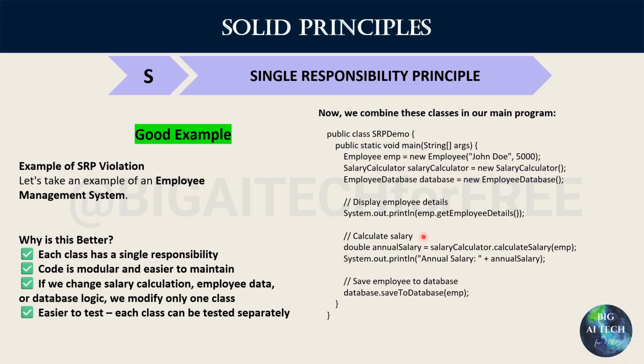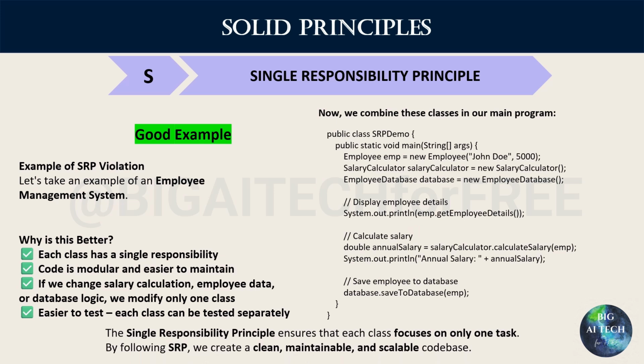So in this way, every module is separate, so there is a clear responsibility separation, and when a change to salaries or increment hikes happens, only the fintech teams go and change those modules, and there is no need to change everything here. So this way, it's a really important principle to follow in software, and it's also easier to test and easier to maintain. Recap: the single responsibility principle ensures that each class focuses on only one task. By following this principle, we create a clean, maintainable, and scalable code base.